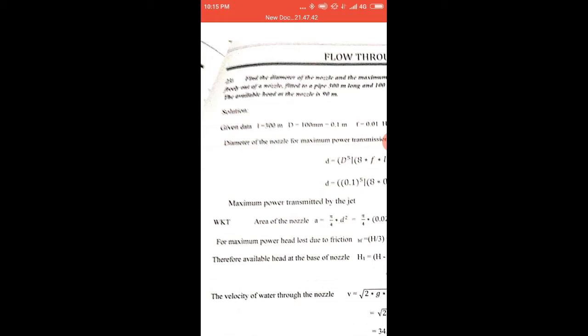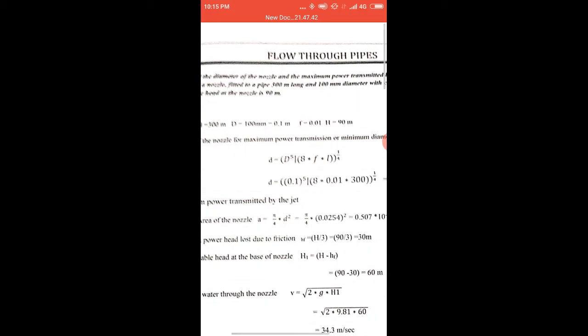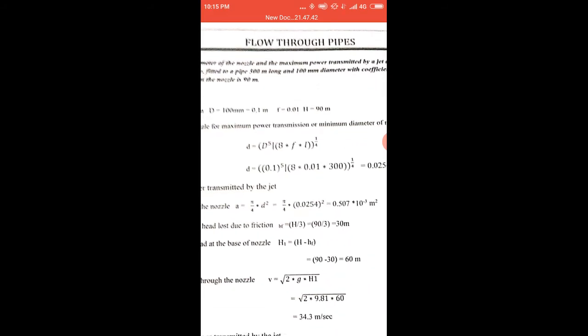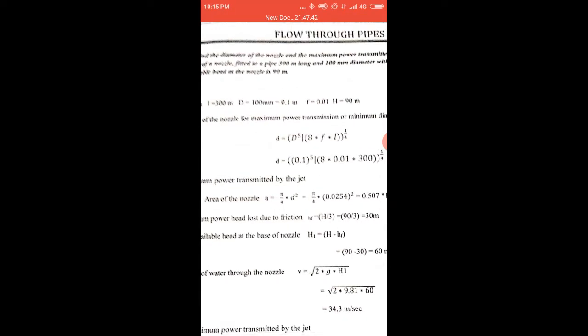Next we come to the maximum power transmission by the jet. You have to calculate the area of the nozzle, a equals pi by 4 d square, and the head loss due to friction, hf equals H by 3, that is 90 divided by 3. Then the total head available at the base of the nozzle, H1 equals H minus hf, that is 60 meters. So you can find the velocity through the nozzle, v equals under root of 2gh, because the complete head is converted to kinetic head. So that is 34.33 meters per second.